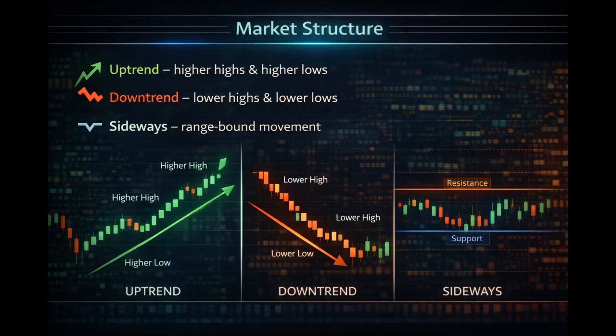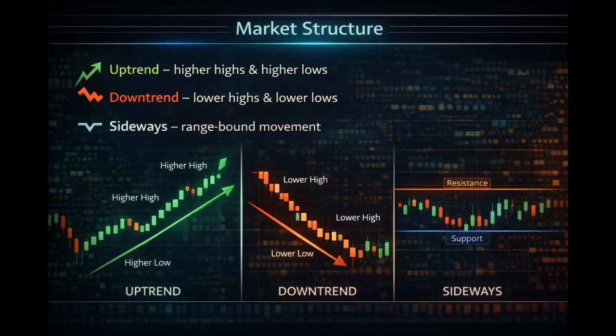Market structure. Market structure describes the overall direction of price movement. Uptrend. An uptrend occurs when price consistently forms higher highs and higher lows. For example, Bitcoin moving from $65,000 to $68,000 and then to $70,000 represents an uptrend.